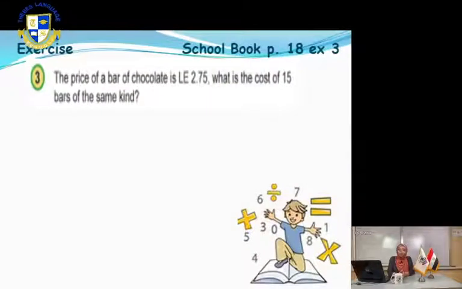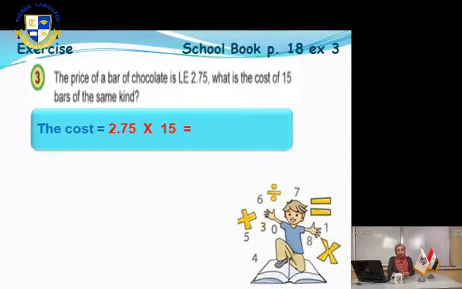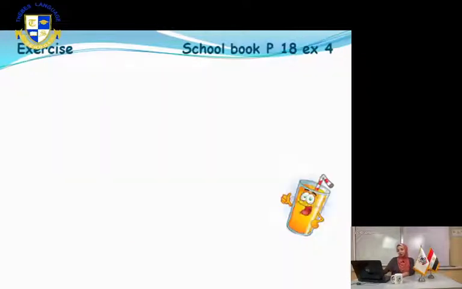Okay, I want here to buy 15 bars of chocolate. The price of 1 bar is 2.75. So to get the cost, we have to multiply, because multiplying is a repeated addition. Okay, 2.75 multiply 15. As we said before, ignore the decimal point, then multiply. And don't forget to put the decimal point in the final answer. It will be 41.25 pounds.